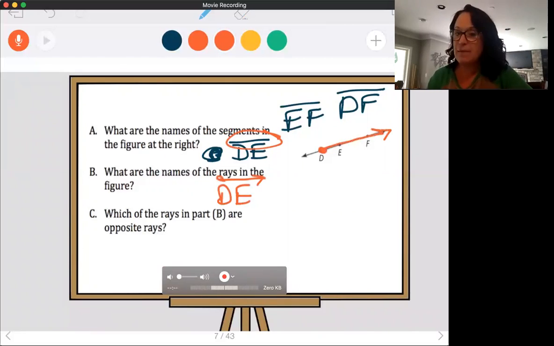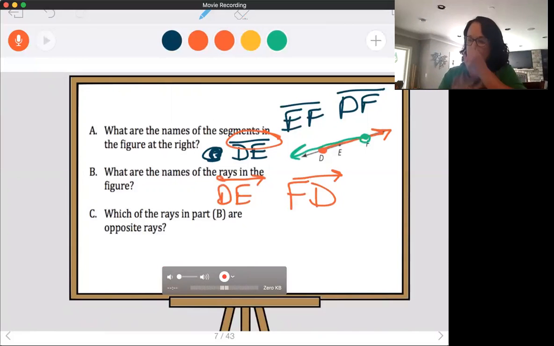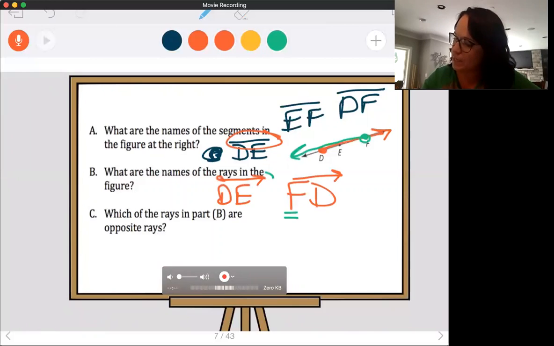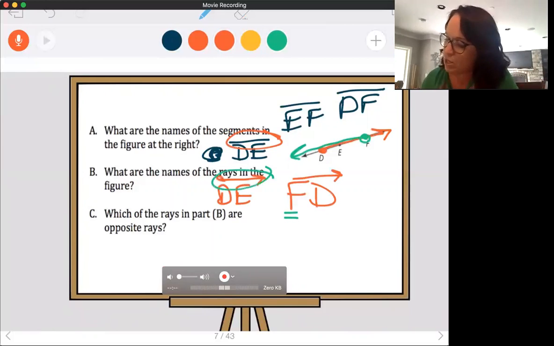Okay, it's the same as ray DF, right? But not the same as ray FD. It says, what are the names of all of them? But I'm not going to do FD, goes this way. So you have to make sure that this guy is where you put your pen and the arrow indicates go forever through that point. Which of the rays are opposite rays?